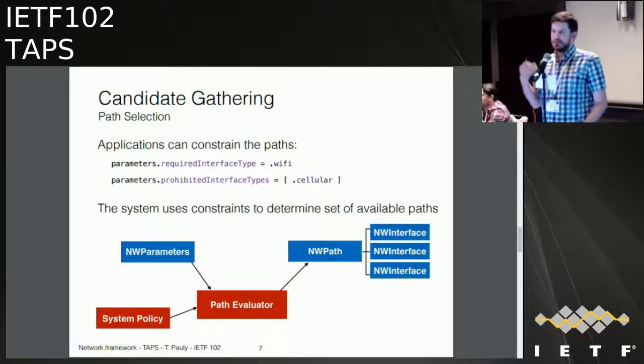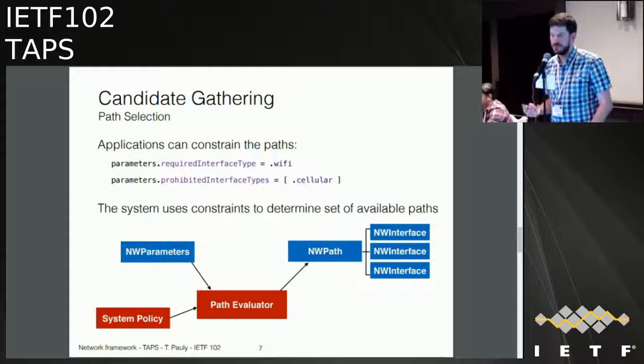So diving into a little bit of the implementation details here and how we are interpreting parameters currently, this kind of gets into our policy discussion. The application can constrain their path and their protocols using the parameters. So for an example, we show requiring a specific interface type, or we can prohibit an array of interface types. And then here's a kind of flow diagram of how the state works.